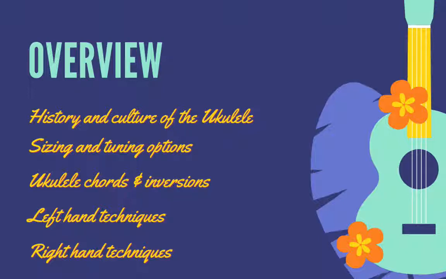Then second, we're going to look at the different sizes and options of ukuleles, including tuning options, both low G, which this is, and then also high G or reentrant tuning. Now third, we're really going to look carefully at ukulele chords and how they are formed, often as inversions, and how they relate to the guitar with which the music therapist is already familiar.